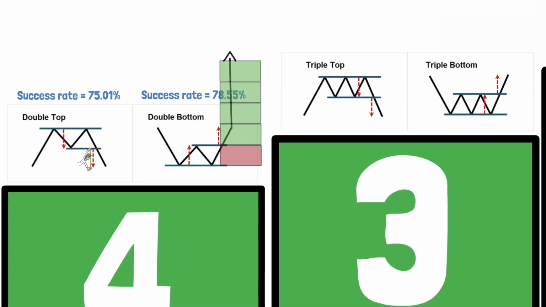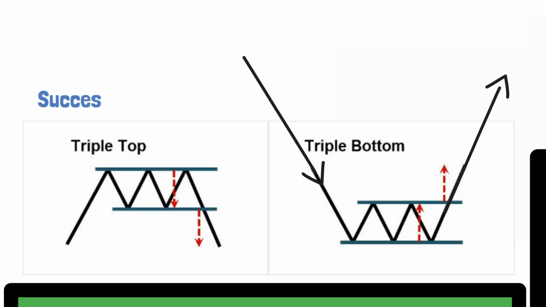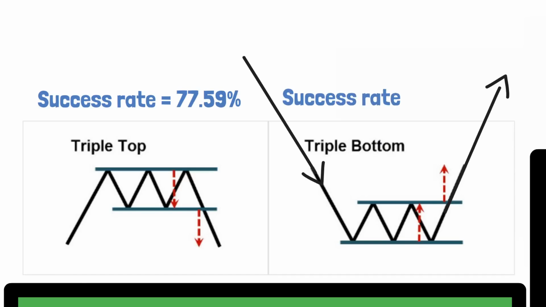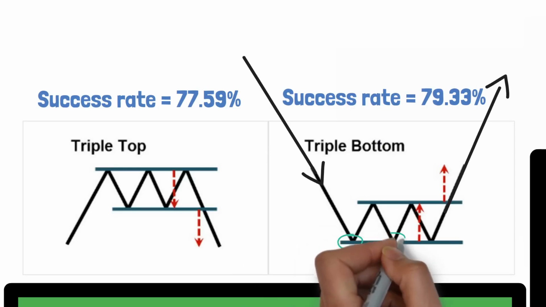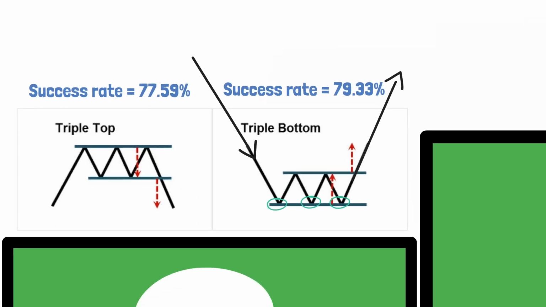In 3rd place, we have the triple top and triple bottom formation, again a sign of price reversal. The triple top was successful 77.59% of the time, whereas the triple bottom was successful a credible 79.33% of the time. Very often, the more points you have making the support and resistance lines, the more meaningful those lines become.